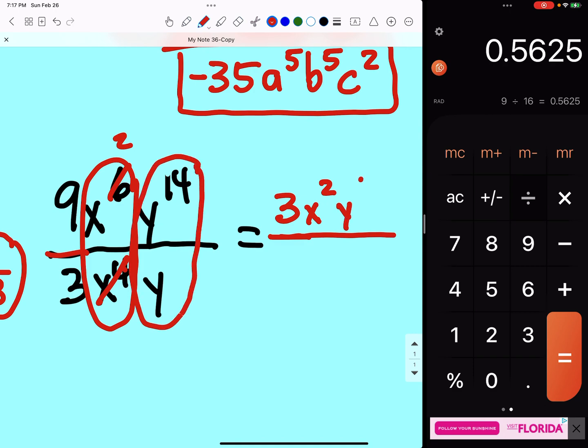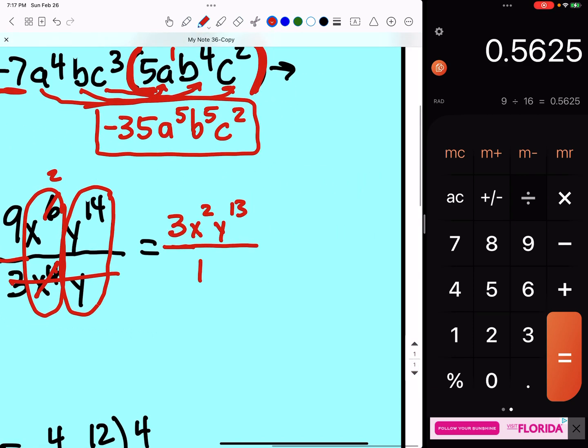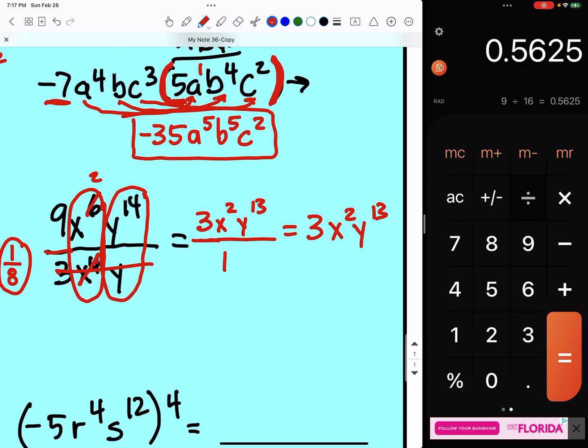And we have y to the 13th. All of these things canceled out on the bottom. So we really have a 1 down there, but it's basically gone. And we have 3x squared y to the 13th. So we just took it one at a time.